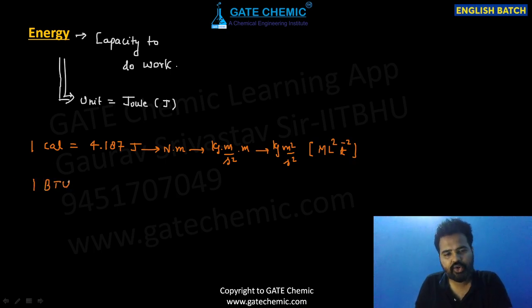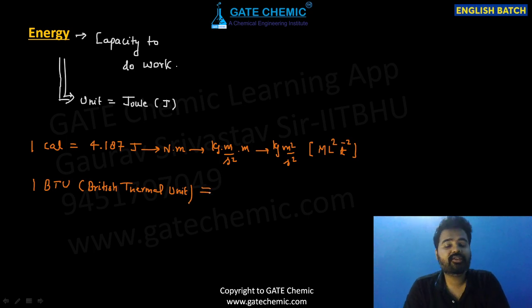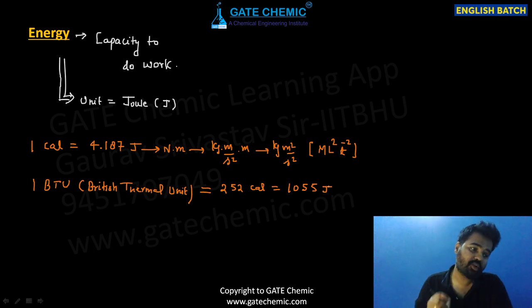One more unit, BTU. BTU is British thermal unit. Sir, how does it come? For the derivation of these units, see my thermodynamics. I'm not going to waste time on the same thing in two subjects, because that derivation is a part of your thermodynamics. So one BTU, British thermal unit, is 252 calorie. In joule, you can write 1055 joule.